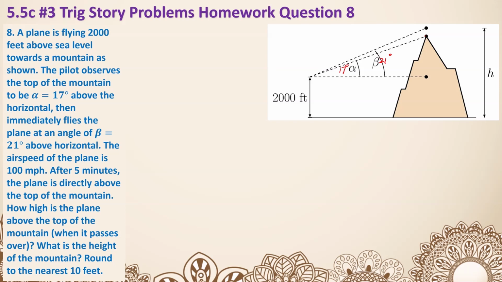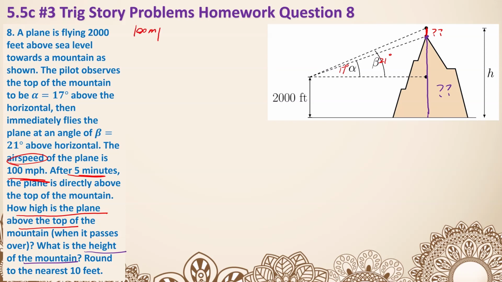So two parts. The first part, how high is the plane above, is asking for this little portion. And then the second part of the question is the height of the mountain. That's from here all the way down. So it's asking for this portion. So let's dissect this question. First, the question did mention 100 miles per hour, but it's actually saying after 5 minutes, and it's airspeed. So we do need to convert that and calculate that distance first.